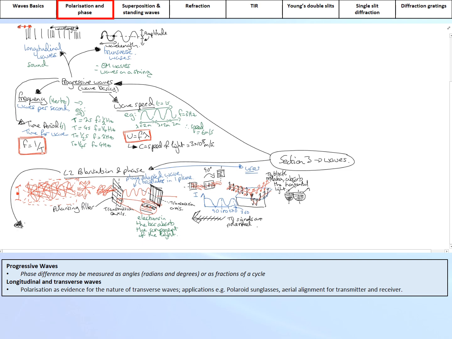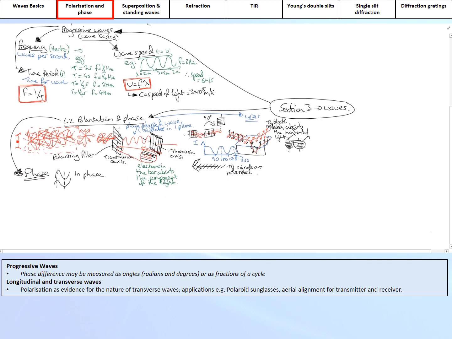Let's have a look at phase. This is going to be important in a couple of lessons' time. If we have two waves such that their peaks and troughs line up, we say that they are in phase. Now, supposing instead that we had a peak lining up with a trough, then we say they are out of phase.